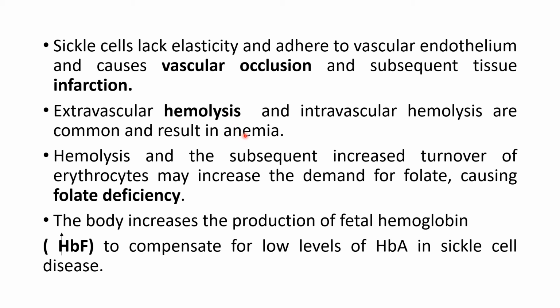Because of this anemia, there is increased production of erythrocytes in the body. That leads to increased demand for folate. Folate is required for the production of erythrocytes. So excessive demand and reduced supply may result in folate deficiency in the body. Also, the body will try to increase the production of fetal hemoglobin to compensate for low levels of HbA. Hemoglobin F is another type of normal hemoglobin found in the human body. It is not usually present in adults. But in this case, the body will start producing HbF to compensate for the reduced level of HbA.